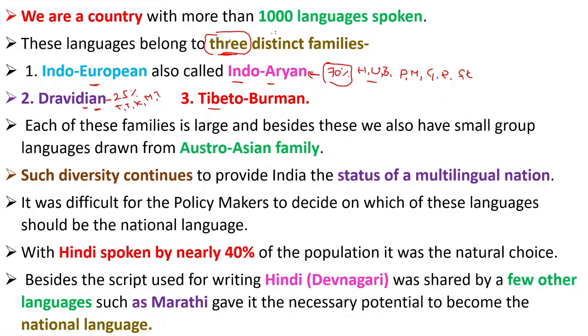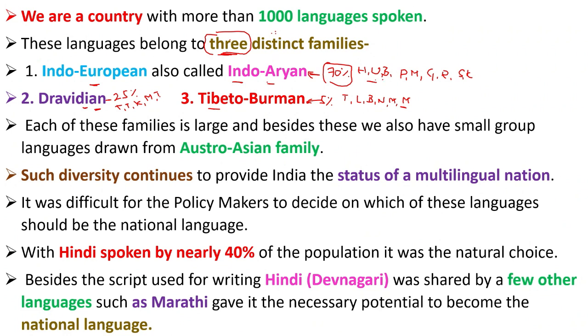And Tibeto-Burman. Tibeto-Burman, we know that Tibet and Burma are our neighbor countries. So in these country areas, nearly 5% of the population speaks which languages? Tibetan, Ladakhi, Bhutia, Naga, meaning Nagaland language, Mizoram language, and Manipuri. So these languages come under what? Tibeto-Burman. Once again I am repeating, 70% of the people speak Indo-Aryan languages.